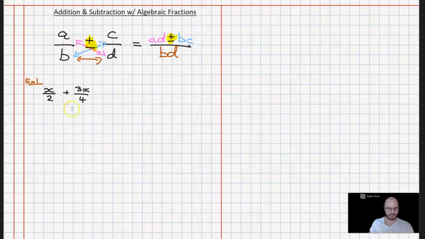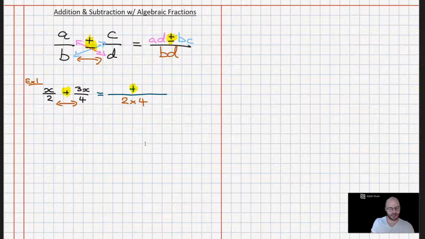What we're going to do is add these two fractions together using the rule shown above here. So doing that, we're going to first multiply our two denominators together. So we're going to go 2 times 4. Secondly, we're going to look at our symbol that we're dealing with, and we've got a plus symbol. So I'm going to throw in a plus symbol here.